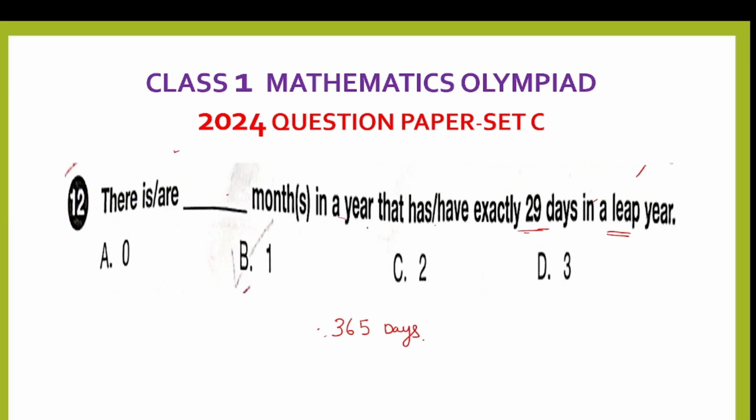But in a leap year, there are 366 days. Right? So in which month are there exactly 29 days? We know that the 29 days is in the month of February in the leap year. Otherwise, in a normal year, there are always 28 days. But in a leap year, February contains 29 days and there is only 1 month. Therefore, option B is the correct answer. So, there is 1 month in the year that has exactly 29 days in a leap year.